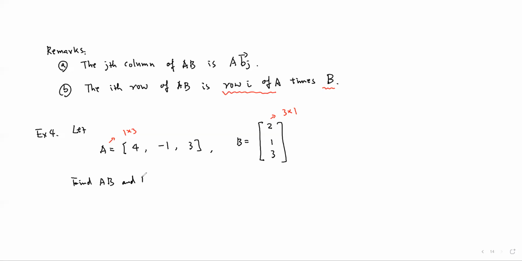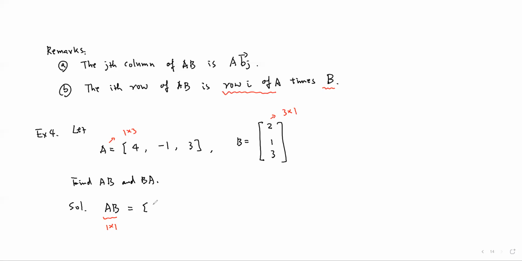And B times A. For B, the number of columns is 1. For A, the number of rows is 1. So they match, computable. All right, now let me try. Solution. A times B. The result should be a 1 by 1 matrix.